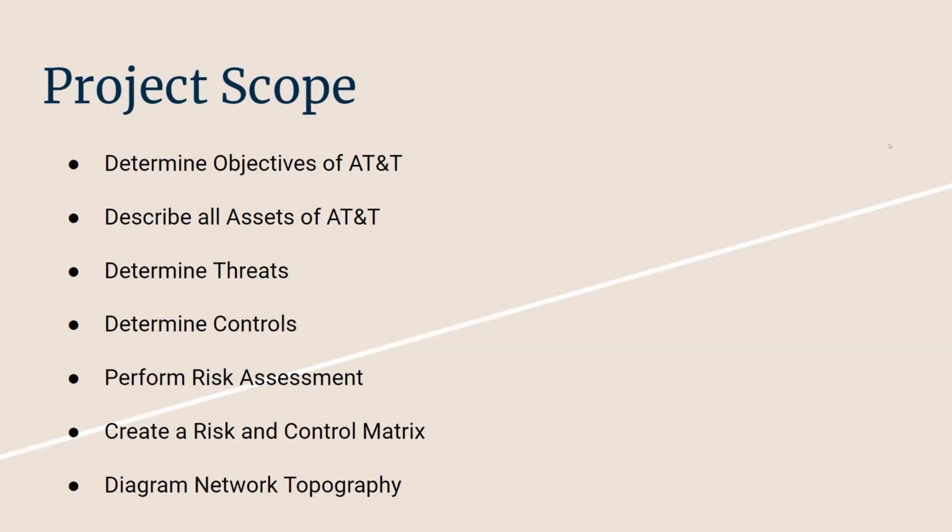So the project scope for this company will be to determine the objectives of AT&T and their services, to describe all the assets of AT&T they have, like the computers and data they have, to determine the threats that they have, and determine the controls to combat those threats. And then in order to assess this, we are going to perform a risk assessment by creating a risk and control matrix and diagram a network topography.